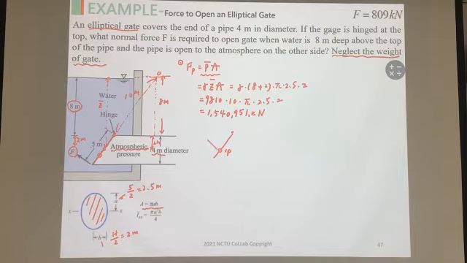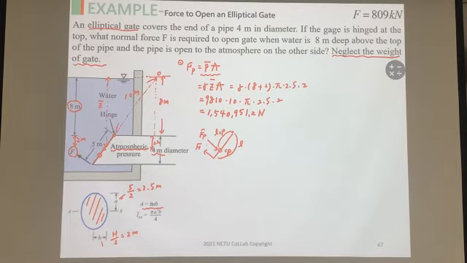Last class we found the FP values. If we know the length of the CP relative to the hinge point, but the question tells us we need to compute the normal force F. If we know the normal force is at distance L relative to the hinge point, we can make the moment balance for the two forces, and then we can find out what F is.